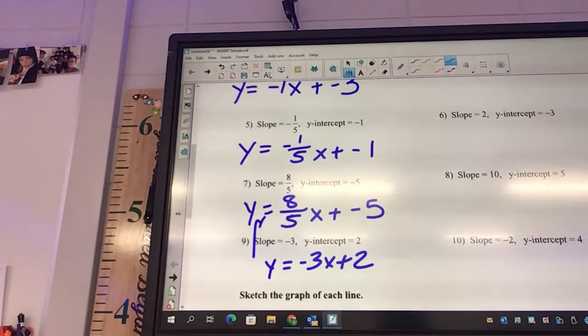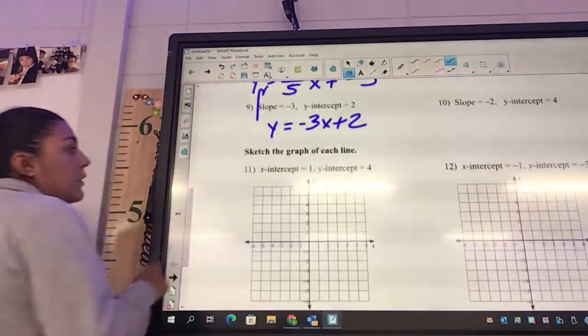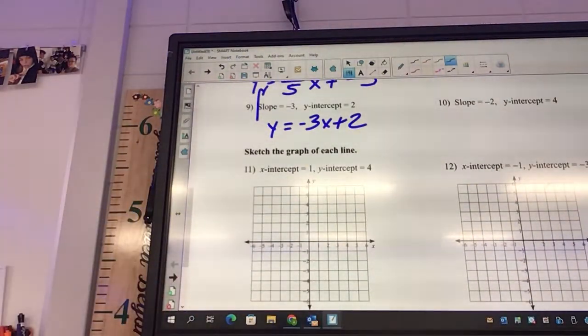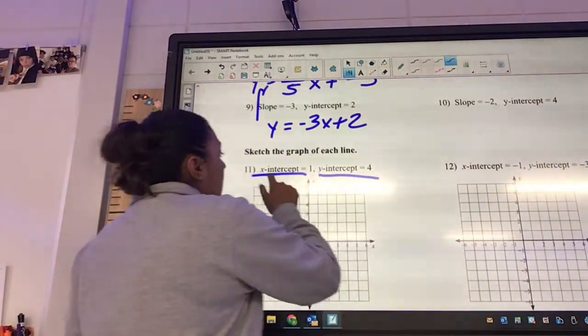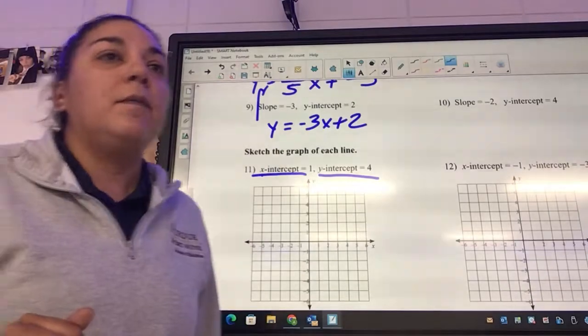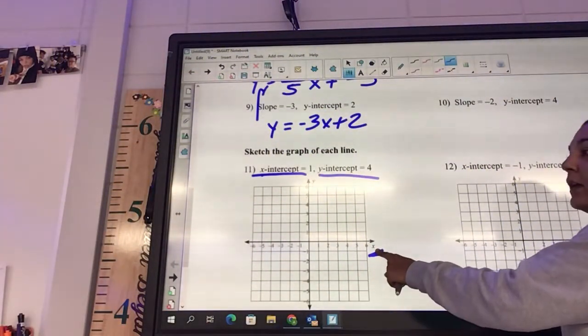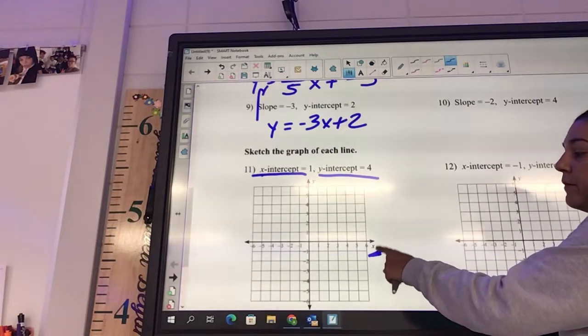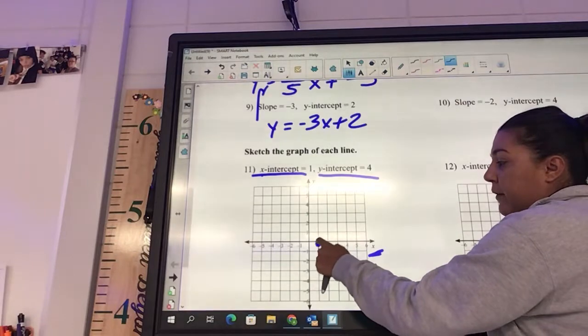Now, I know some of you guys are working on the other side. That's fine. Get down to the bottom side with me, so you don't get lost. Sketch the graph of each line. So we're working with x and y-intercept. It tells us what the x-intercept is and what the y-intercept is. I want you to find the x line. See it? It's labeled. It says x. Find where it says 1. Follow the x line. Where does it say 1? And you're going to put a dot there.